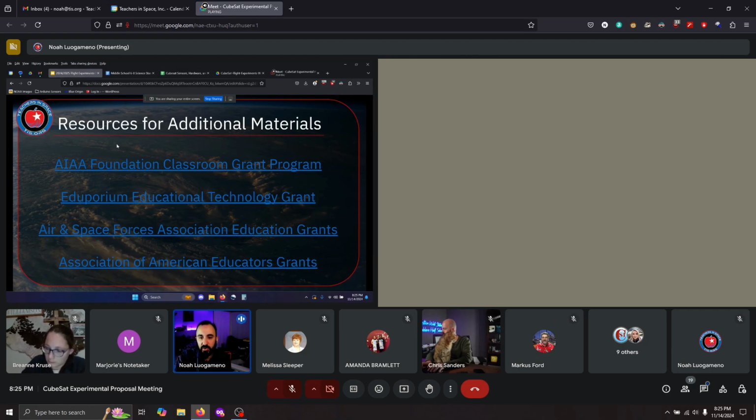Then a couple more resources. Not all of these are current at the moment, but there are some grant programs available to get resources for your builds if that's necessary. So use all of this as best you can.